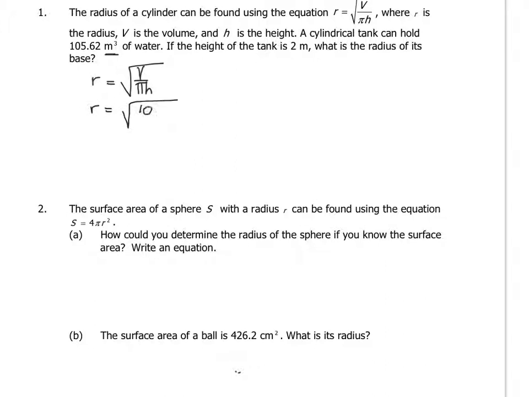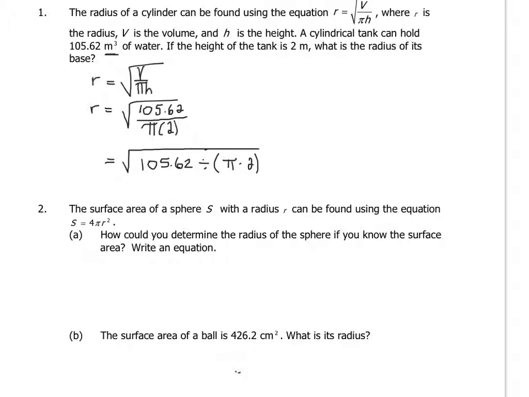when we're given that the volume is 105.62 over pi times the height we're told is 2. So if you want to put this in your calculator kind of all in one step rather than doing parts at a time, if your calculator operates forward, hit the square root button, then put in 105.62 divided by bracket pi times 2, close your bracket, and it should give you the answer.